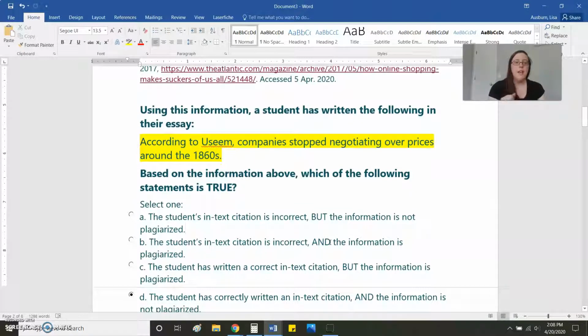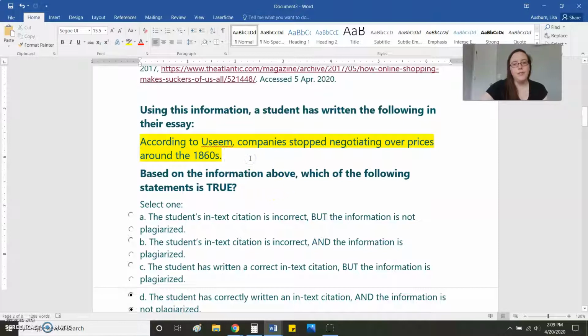We'll see that the citation is incorrect, but the information is fine, it's not plagiarized. We'll see that the citation is incorrect and the information is plagiarized. Sorry, some of these are hard to read, I understand. The third one we'll see is that the citation is correct, but the information is plagiarized. And the fourth one we'll see is that everything's good to go: the citation is correct and the information is not plagiarized.